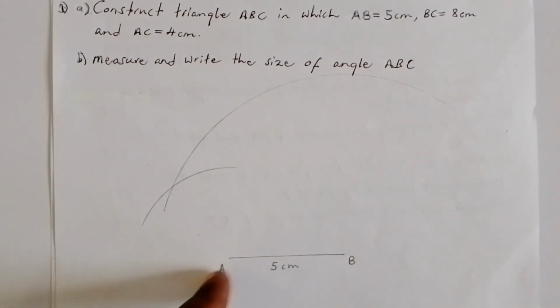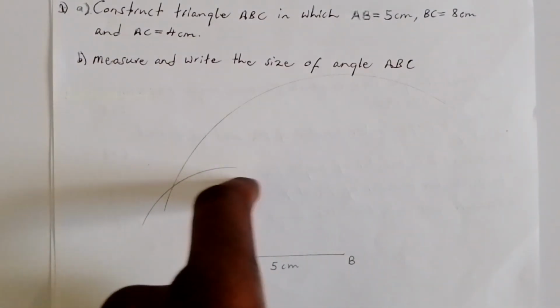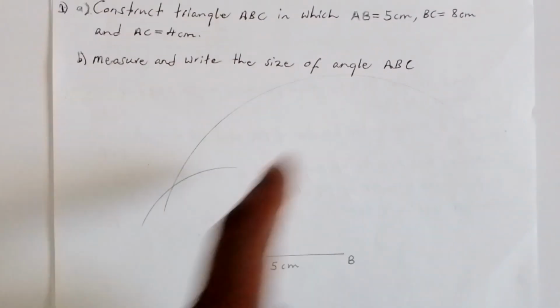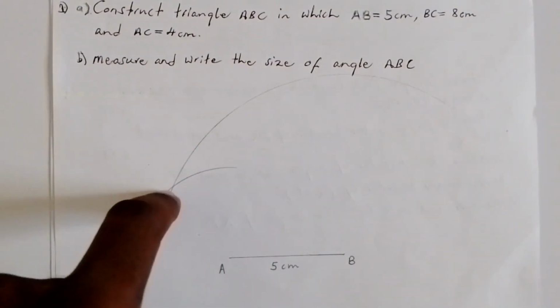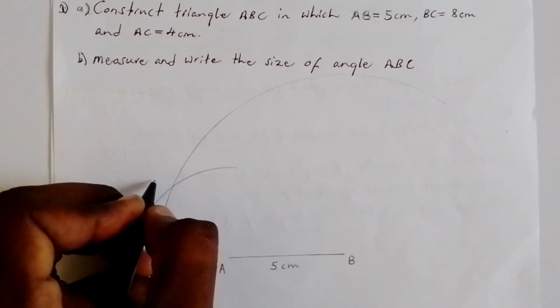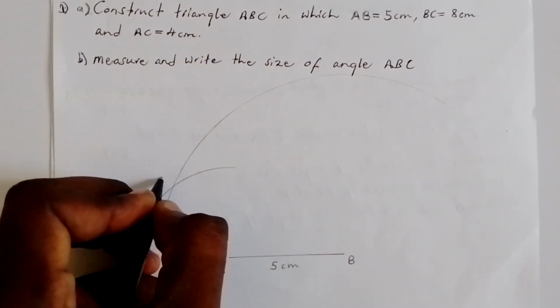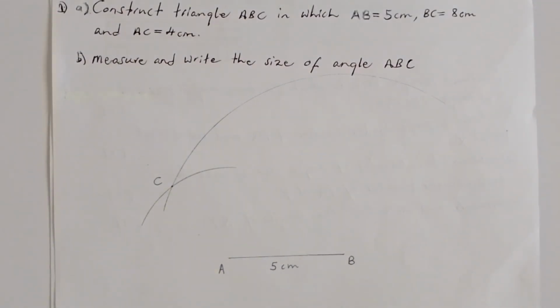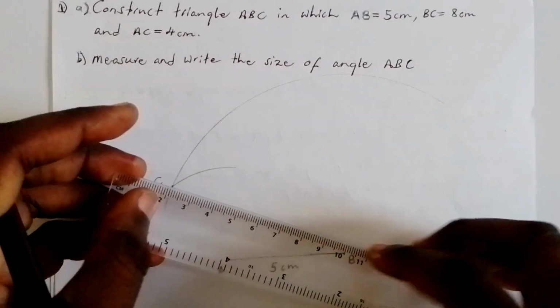So we can see the locus of points 4 centimeters from A is represented by this arc that I've drawn here. Then 8 centimeters from B is represented by this. So the point where these two arcs are meeting here, that is where point C is. Okay? That is where point C is. So I'm simply going to put C here, acknowledging the fact that this is where the point C is, and then I just complete this.